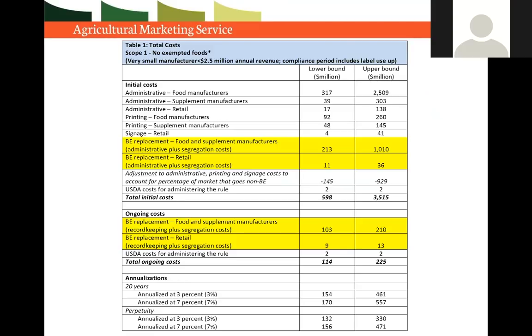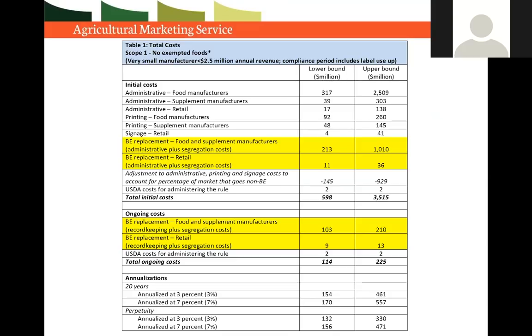USDA estimates that total non-BE segregation costs would add up to between $100 million for a purity threshold of 5% to $198 million with a more stringent purity level of 0.9%. Since manufacturers of dietary supplements use food-grade inputs, these segregation costs include costs to these manufacturers as well. Assuming that 20% of retailers also decide to pursue a non-BE strategy, this is equal to 20% of retail sales, their segregation costs would equal around $8 million annually, with no variation in cost due to purity threshold.